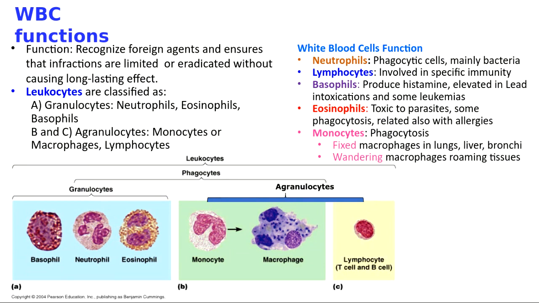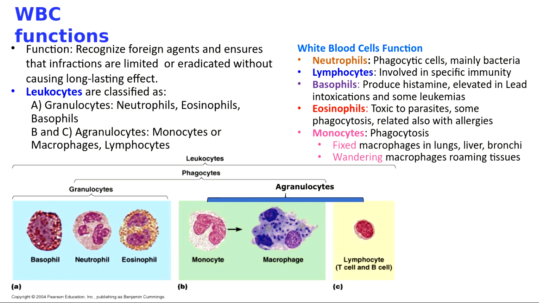And when they are fixed, that means that they only stay in that organ, in that tissue, and they are making sure that any foreign particle that gets into those tissues is dealt with. And the wandering monocytes or macrophages are moving in and out of different tissues, and when they are found in the blood, in circulation, then we just call them monocytes. Okay, so just so that you know where I'm coming from with this different terminology.